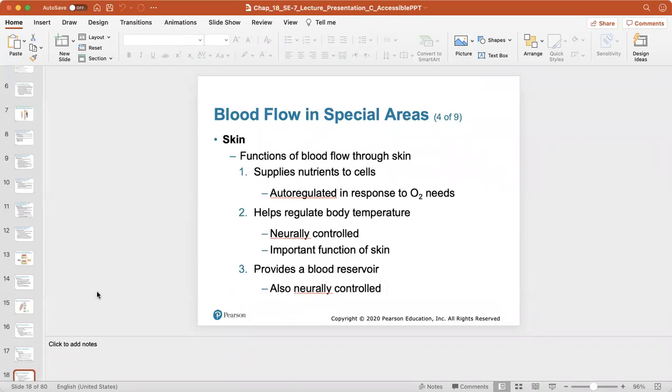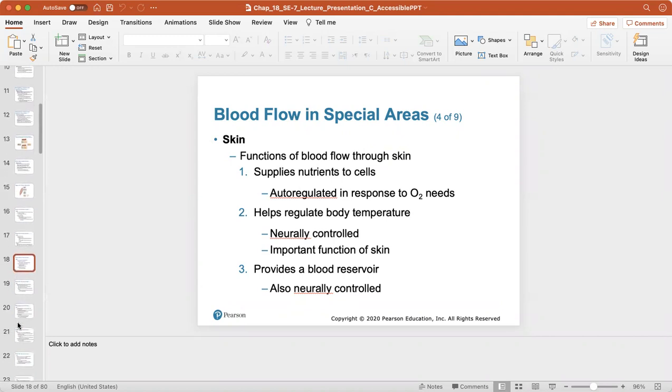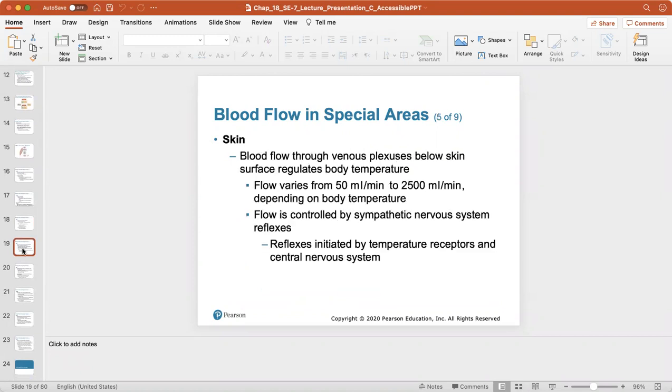As for the skin, the functions of blood flow through the skin are several. Your blood to the skin supplies nutrients to the cells, which is autoregulated in response to oxygen needs. It helps regulate body temperature, which is neurally controlled, and it's an important function of skin. And it provides a blood reservoir, which is also neurally controlled as well.